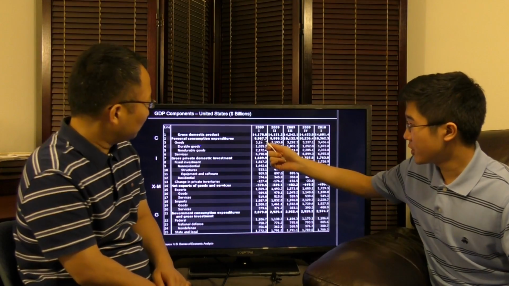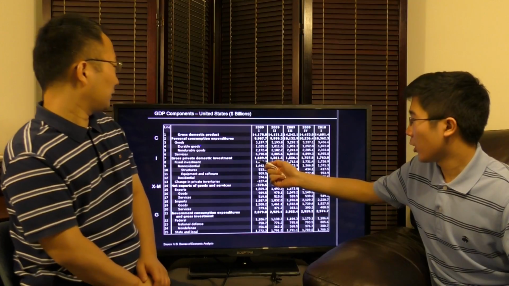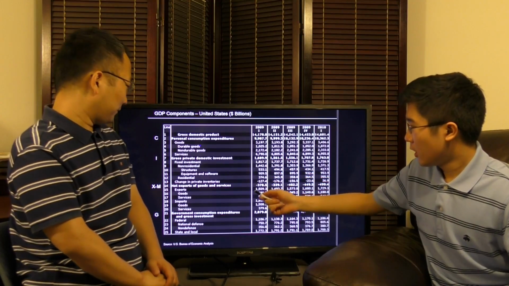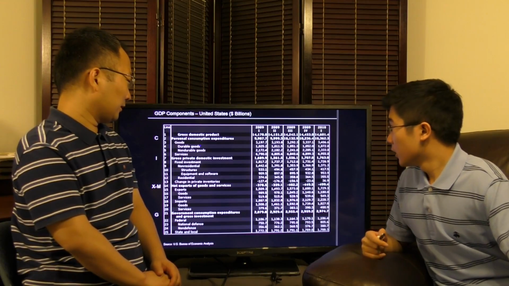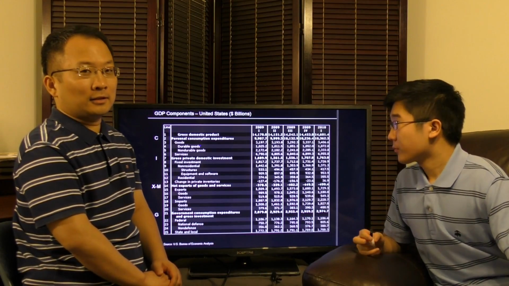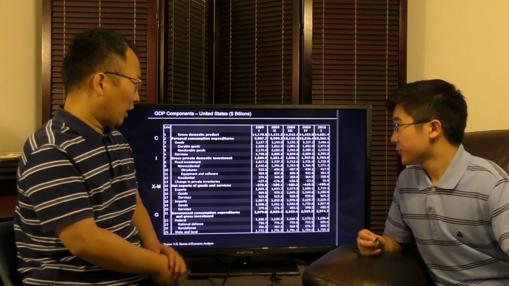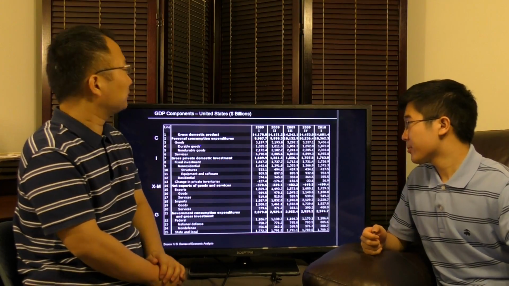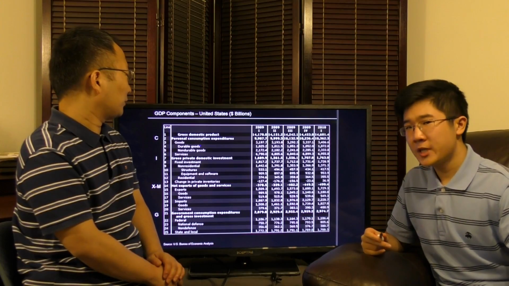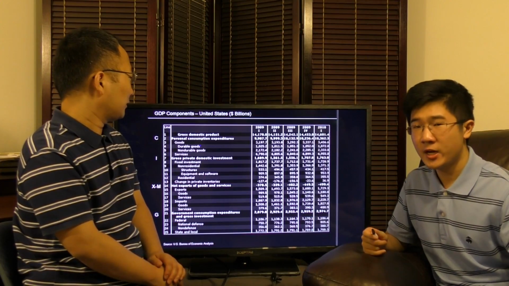We list our consumption, our private domestic investment, our net exports, and our government spending. Again, it's just the four entities spending in the whole economy, and apparently consumer spending is the number one chunk. Consumer spending is around 9.9, almost 10 trillion, which is around 70% of our GDP.